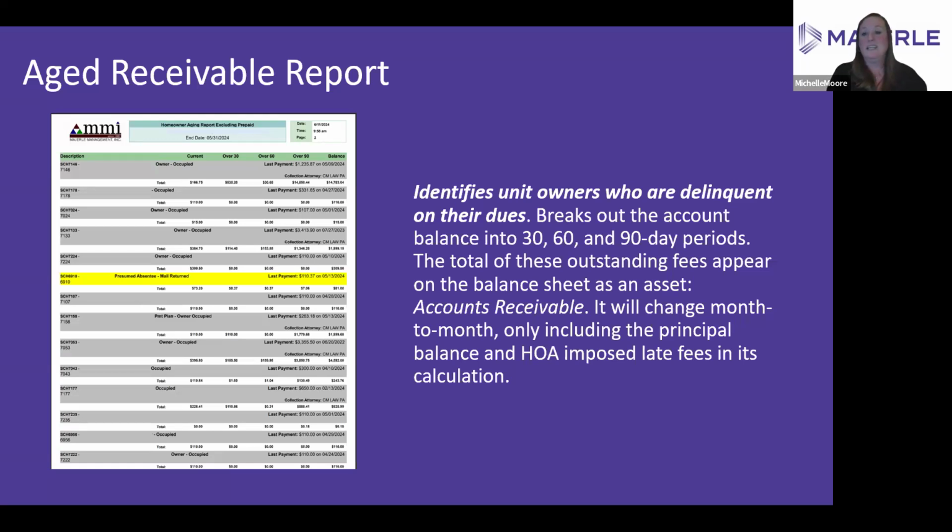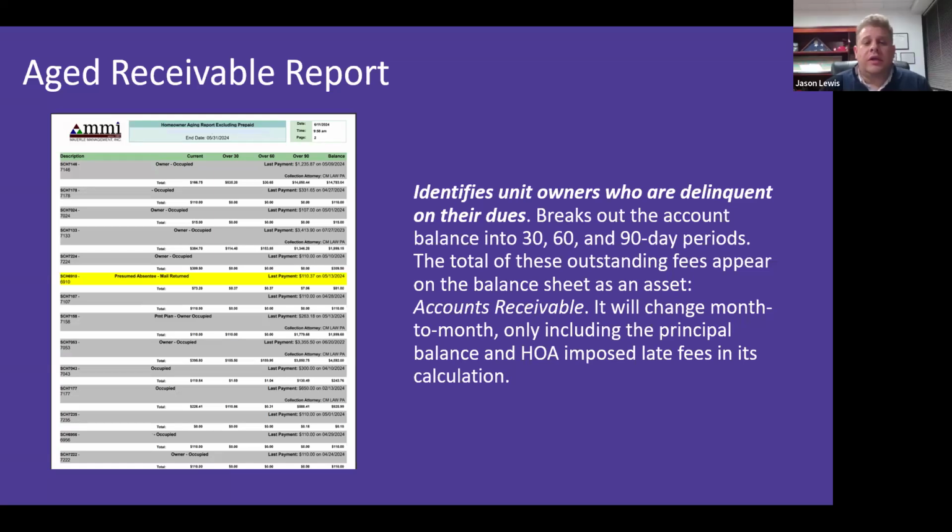So whether it's just late, or they've been sent a warning letter, or they're in collections with an attorney, you will see all of that on here. And as a board, you should monitor the delinquency trends. High delinquency impacts the cash flow and the association's ability to meet its obligation. And this report helps to ensure that your collection policy is being followed consistently and fairly.